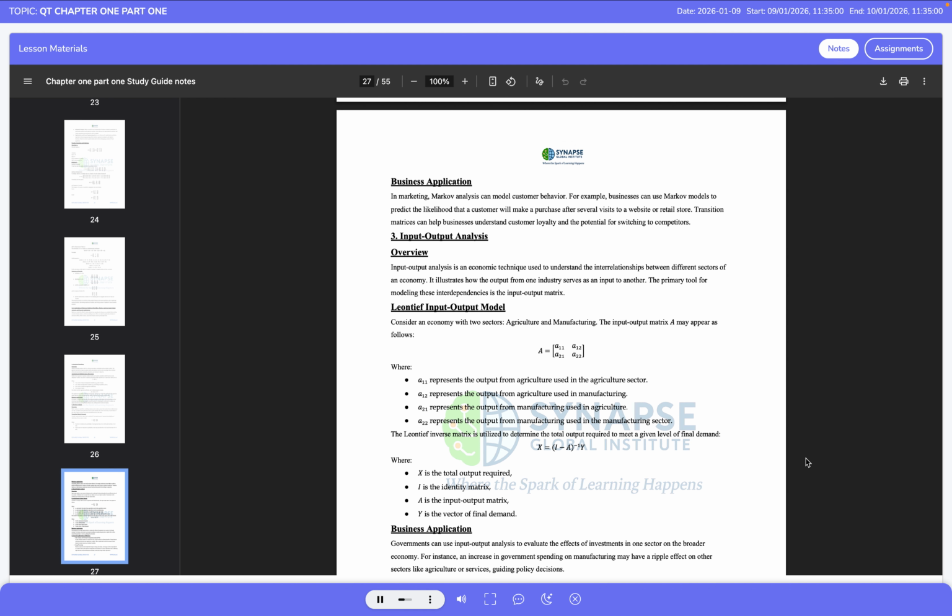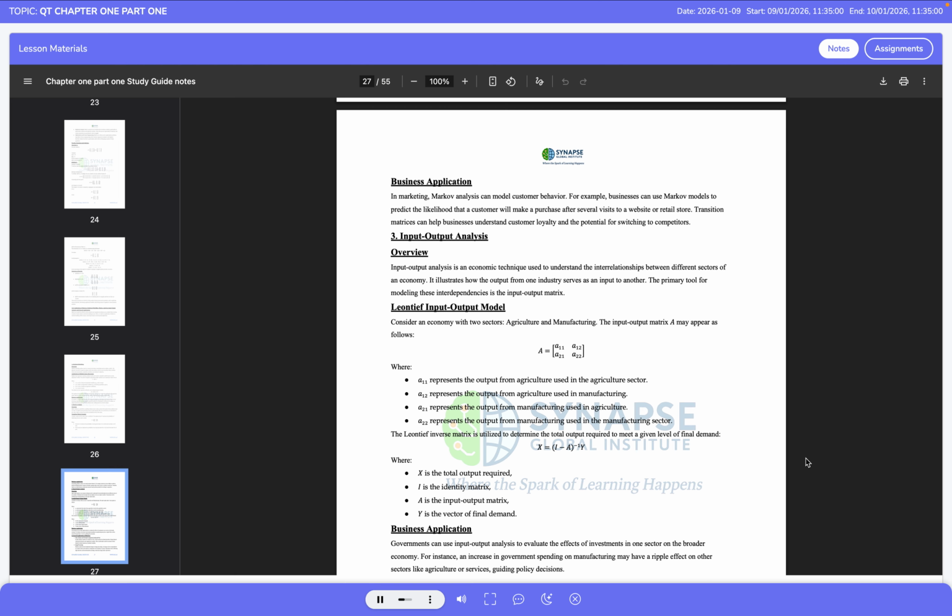For example, consider an economy with two sectors, agriculture and manufacturing. The input-output matrix A contains elements that show how much output from agriculture is used in agriculture, how much from agriculture is used in manufacturing, how much from manufacturing is used in agriculture, and how much from manufacturing is used in manufacturing.